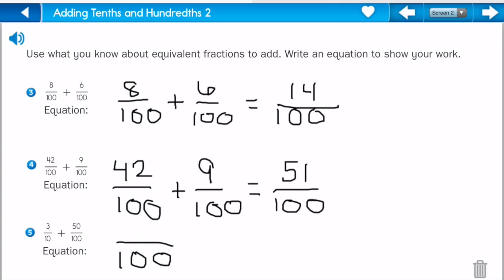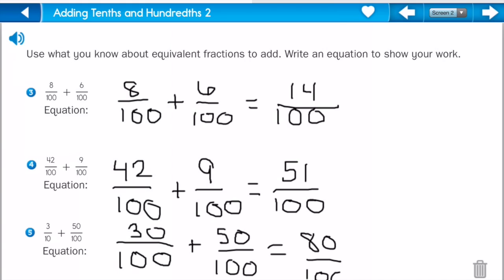And so when I'm looking at this, I can think about using 0 as my hero trick. So if I add a 0 to the bottom, to the tens, I know that I'm going to have to add it to the top as well. So I added a 0 here, and then I added it on the top. Now, since we changed it, we can now add it to the 50 over 100. So I'm taking 30 hundredths plus 50 hundredths. And if I add those together, I get 80 hundredths. Okay? Let's try the next ones.